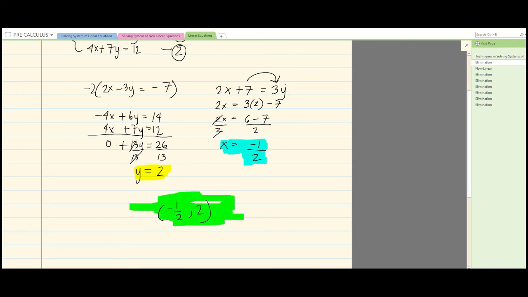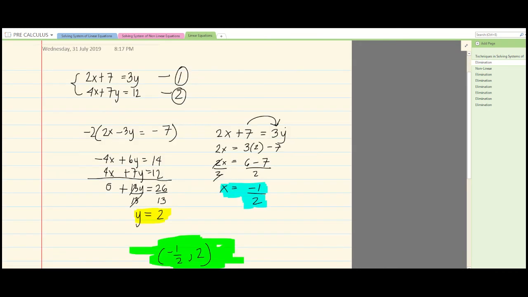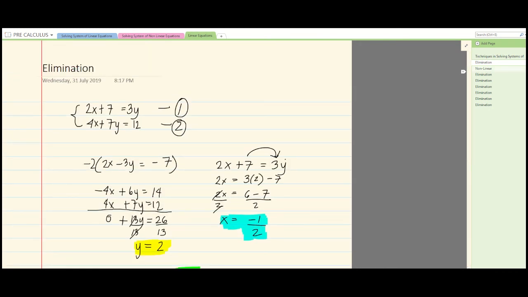Okay, and so now you know the two techniques in solving linear equations. Next would be the nonlinear in our next episode. Thank you.